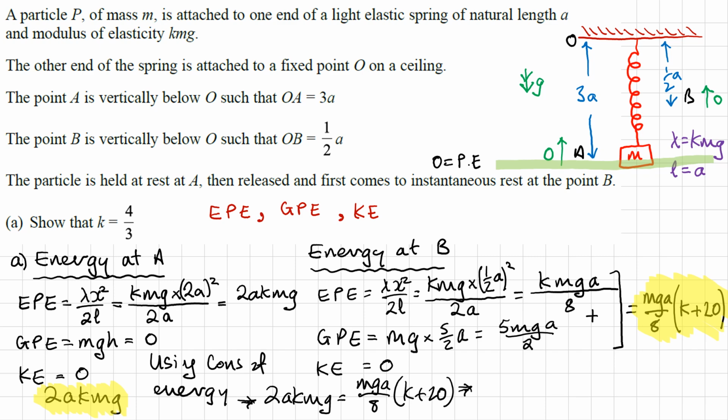So before I do that, I can divide both sides by m and g and a as well. So I'll get 2k, then if I expand the brackets, that'll be plus k over 8, or minus k over 8 if I bring that to the other side, and that's going to equal the 20 over 8, which is the 5 over 2. That will give us 15 over 8k is equal to 5 over 2. Divide both sides by 15 over 8, and that gives k is equal to the 4 over 3 as required.